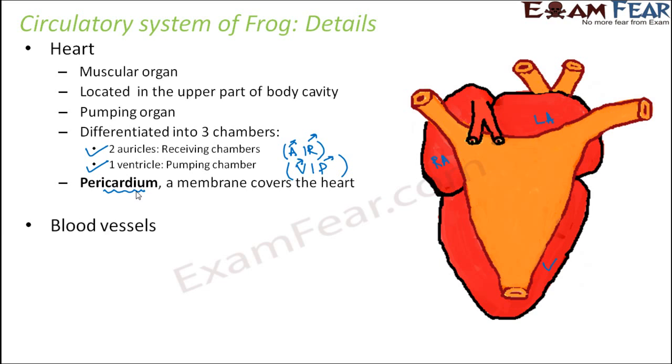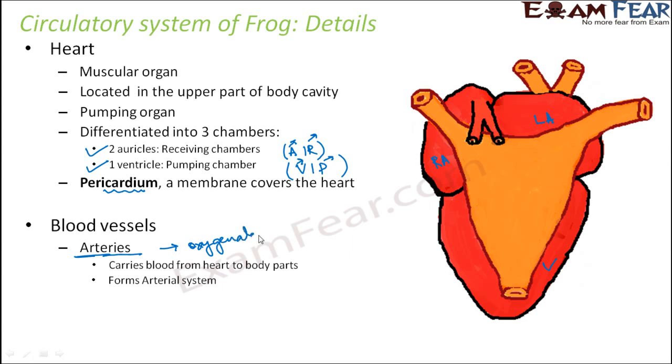The next is the blood vessels. When I talk about the blood vessels, we'll talk about 2 main blood vessels, that is arteries and veins. What are arteries? These are the blood vessels which carry blood from heart to different parts of the body. So all the arteries together form the arterial system. So arteries basically carry, since they carry blood from heart to different parts of the body, oxygenated blood. So arteries carry oxygenated blood.